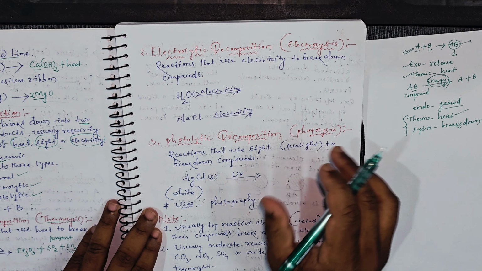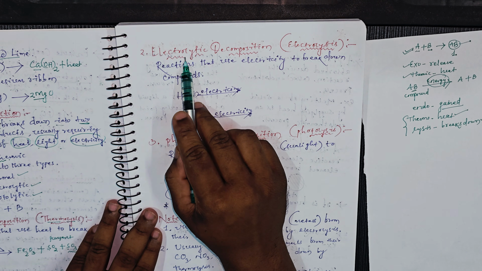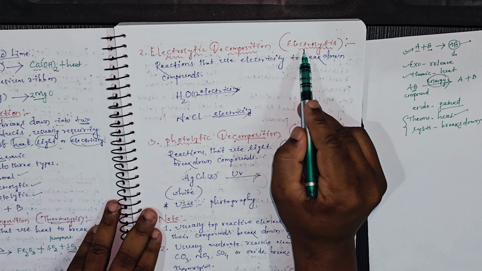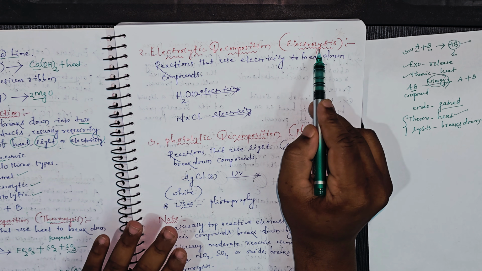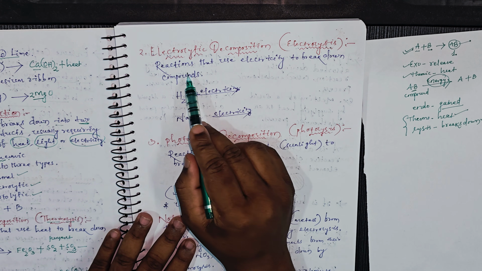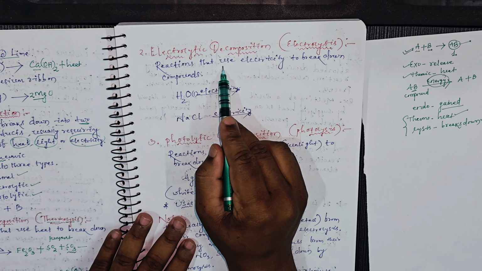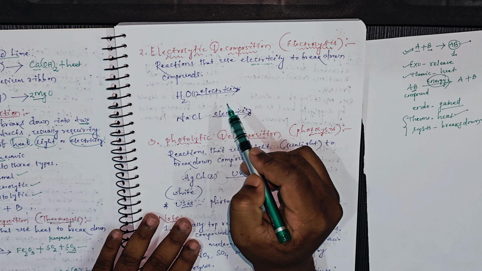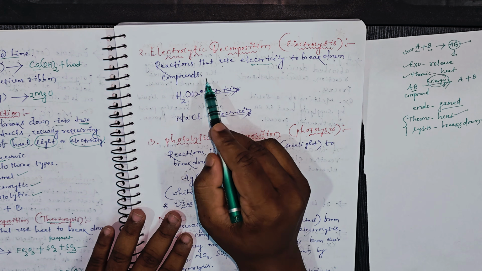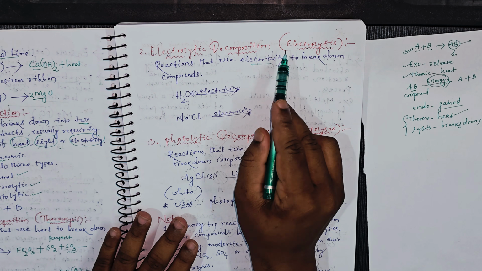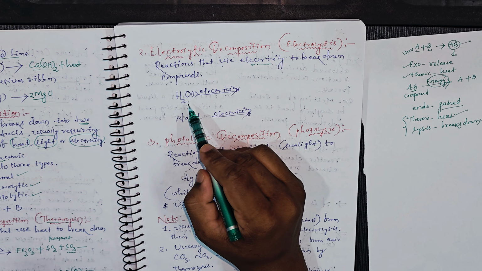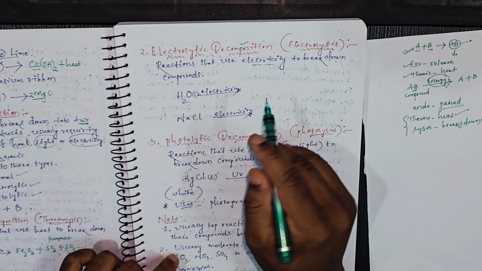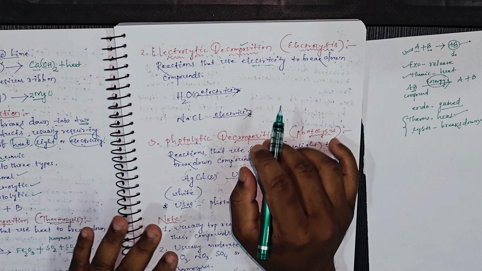Now coming to second category of decomposition, that is electrolytic decomposition reaction, which is also known as electrolysis. Again, I'm telling, electro means electric current and lysis means breaks down. That means this kind of reactions use electric current or electricity to break down a compound. You must remember, dear student, if you are applying electrolytic decomposition reaction or electrolysis, the bond should be that much strong. So that's why you are going to apply electric current. Otherwise, things are not ready to break down.